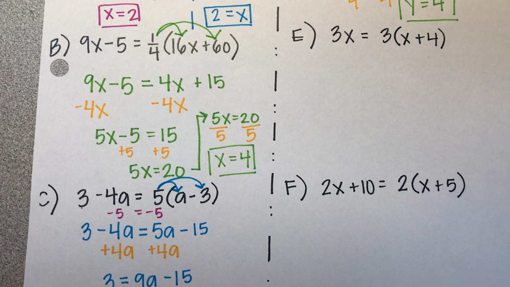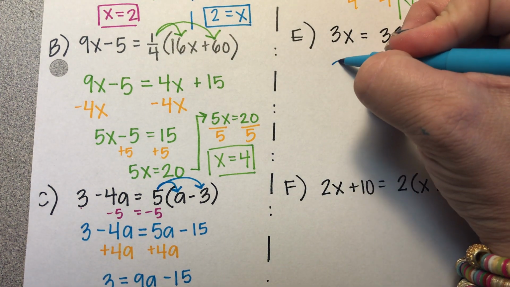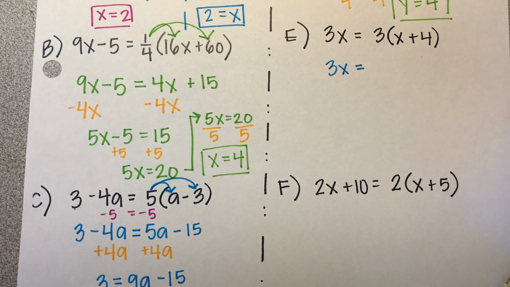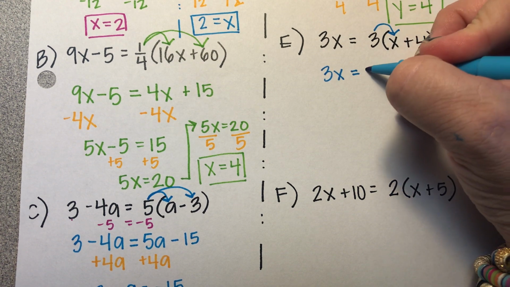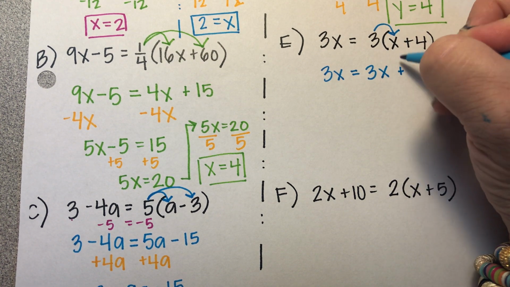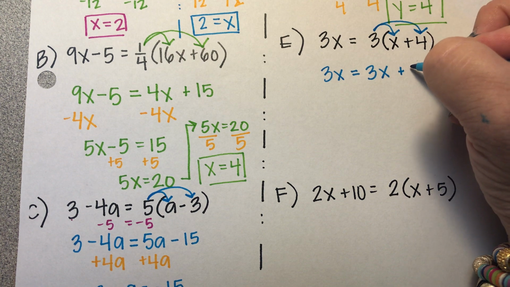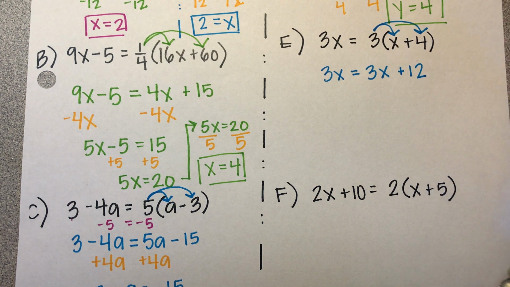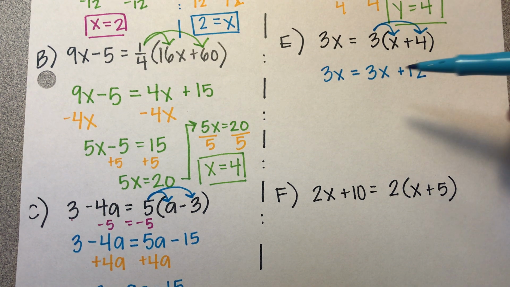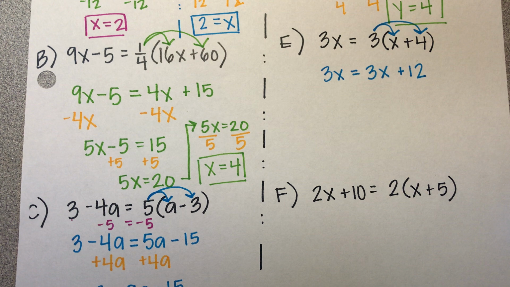Letter E. So there's distributive property on the right. So 3x equals 3 times x is 3x plus 3 times 4 is 12. Okay, look at what's happening here. I have 3 times a number is the same as 3 times a number plus 12. Does that even make sense? Is there some number that I can plug in here to make it true? No, right? This answer is going to be no solution, okay?